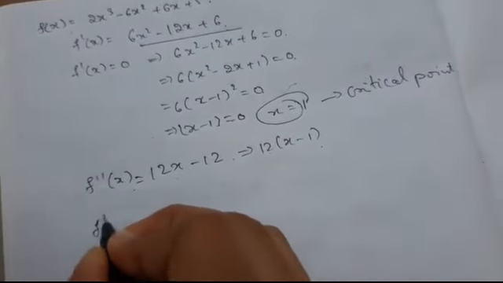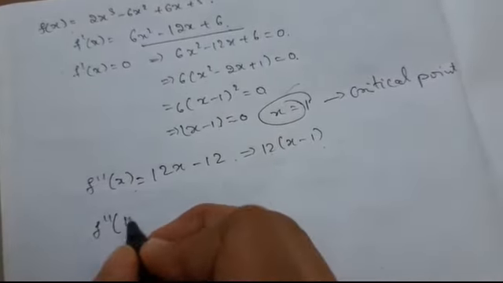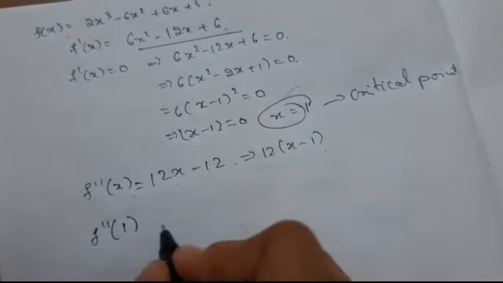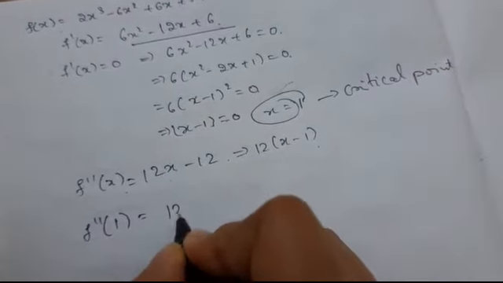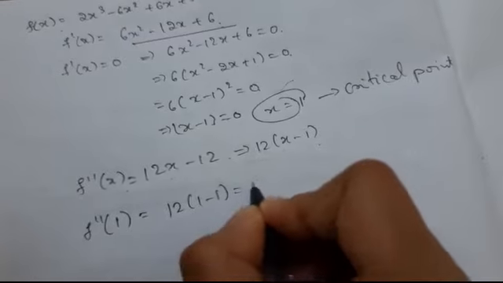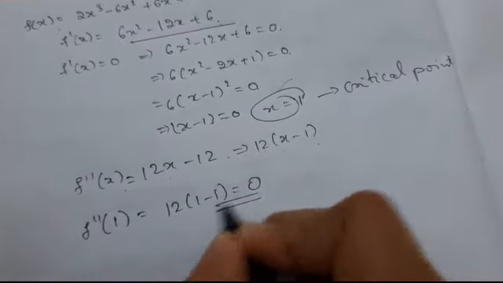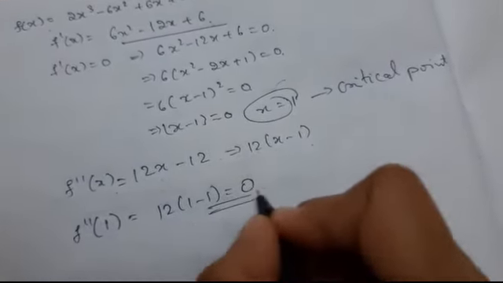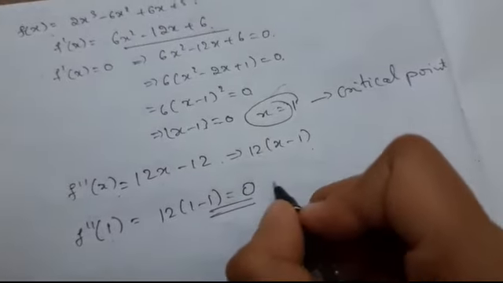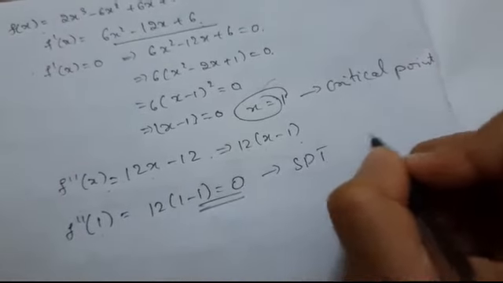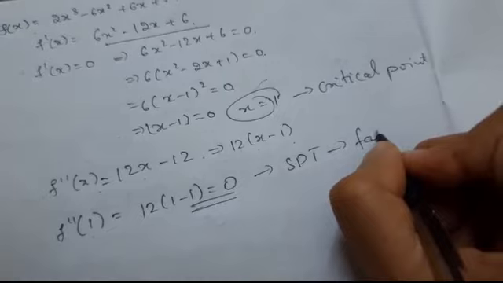So now, from the second step, we are inputting the critical point in the f double dash of x. What happens at that time? 12 into 1 minus 1, which is equal to 0. So we got f double dash of 1 is equal to 0, where 1 is the critical point. So here, the second derivative test has failed.